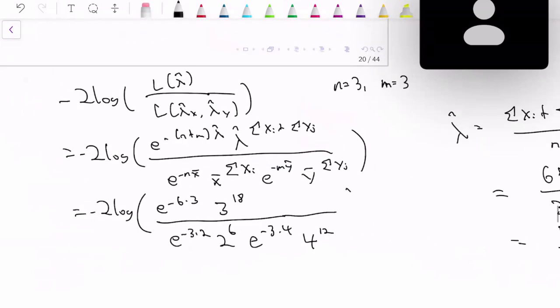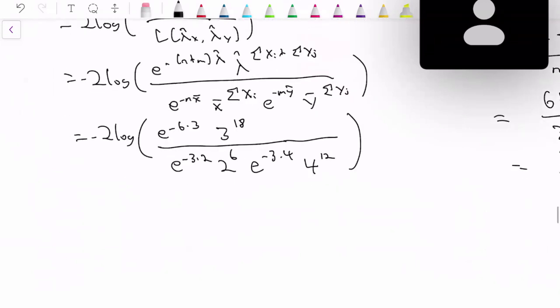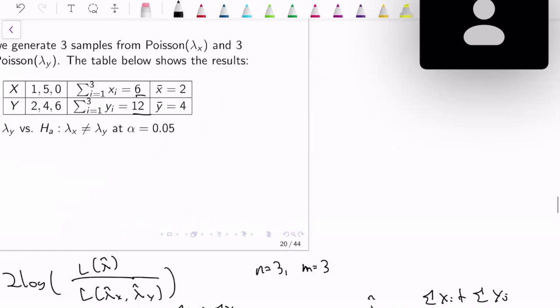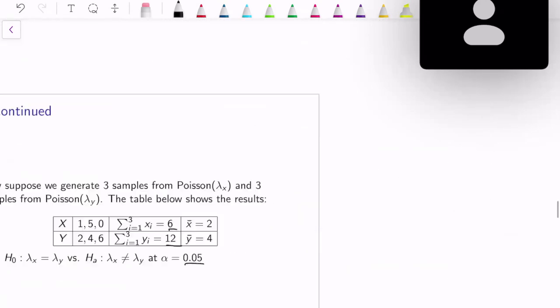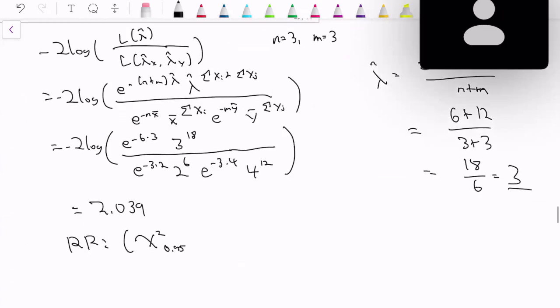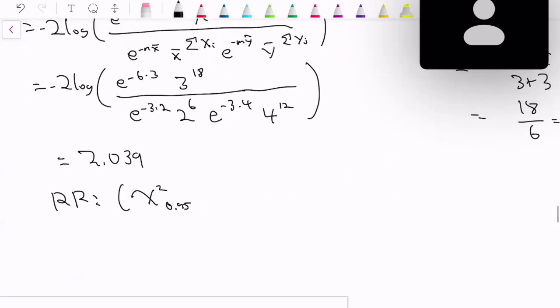Yeah. And again, you're just putting it into a calculator. So you'll get, I think, 2.039. And if you remember the rejection region, it's chi-squared 0.95, alpha equal to 0.05, degrees of freedom equal to 1, to infinity.